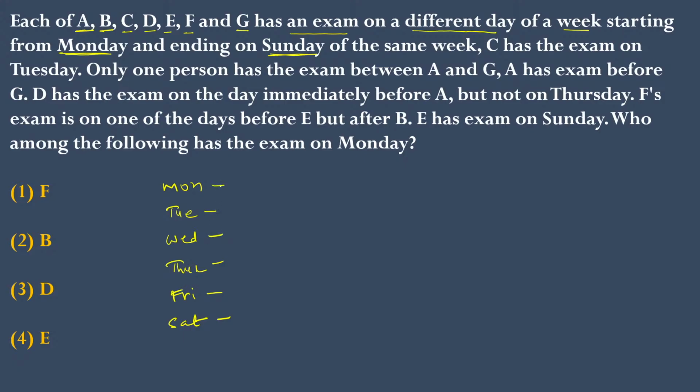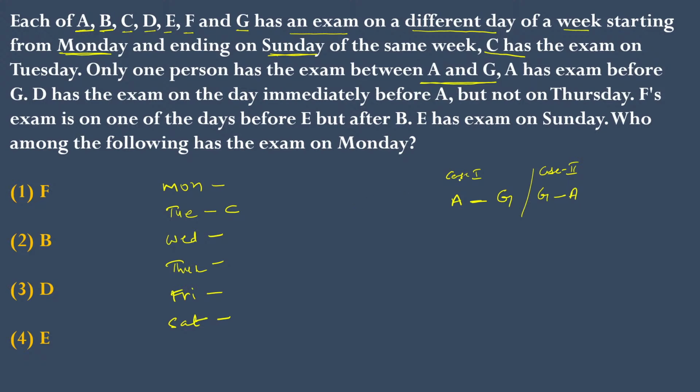Okay, right. See here, the exam on Tuesday is directly given: C has the exam on Tuesday. Only one person has the exam between A and G, so there is only one person between A and G. We can write it like this or like this. Two cases: this is case 1, or case 2.